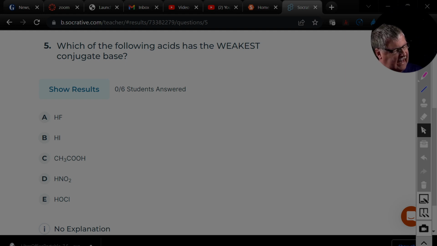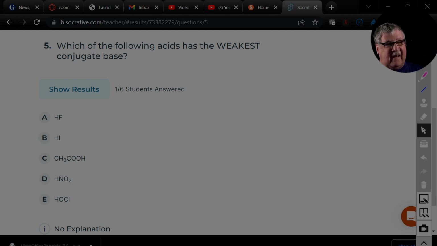Which of the following acids has the weakest conjugate base? Here's what you can think about. If something has a weak conjugate base, what's true about its conjugate acid? Is it stronger or weaker? Stronger. So, look at these 5 choices. Which of the 5 choices is the strongest acid listed?